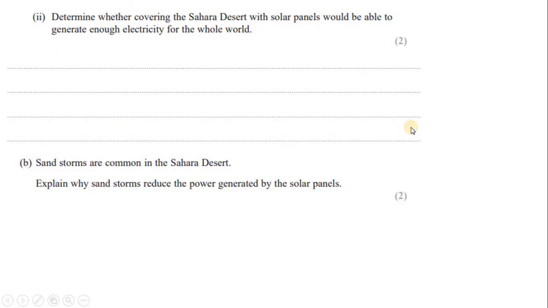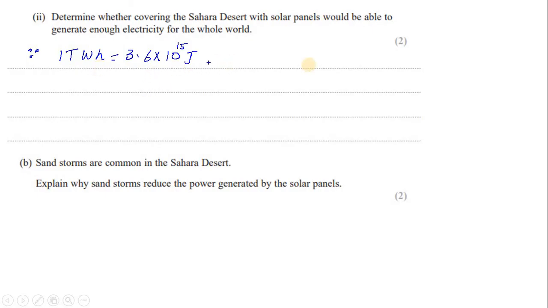Determine whether covering the Sahara Desert with solar panels would be able to generate enough electricity for the whole world. So we just need to compare energy produced by Sahara Desert in 1 day or maybe 1 hour with the given value. Since 1 terawatt hour is equal to 3.6 × 10^15 joule, that much joule energy produces 1 terawatt hour energy.